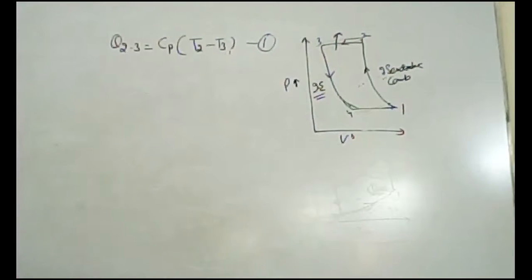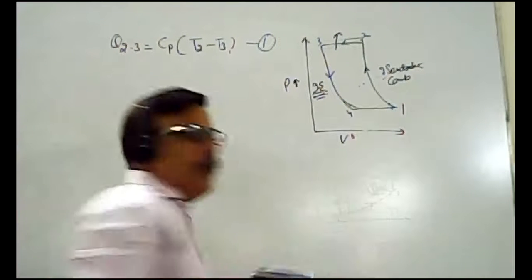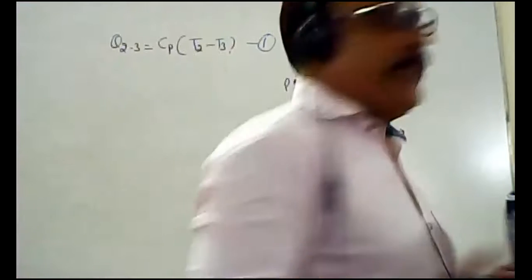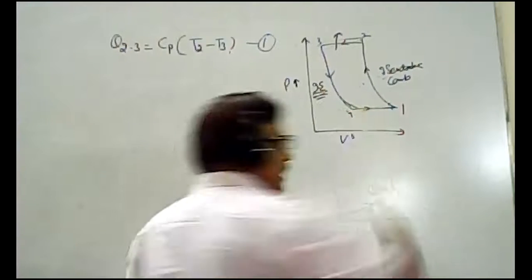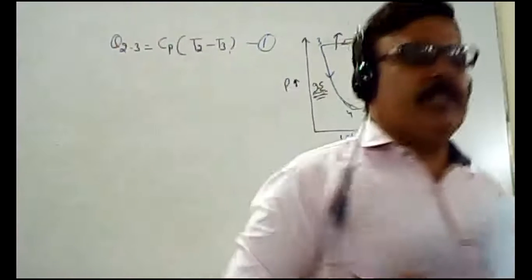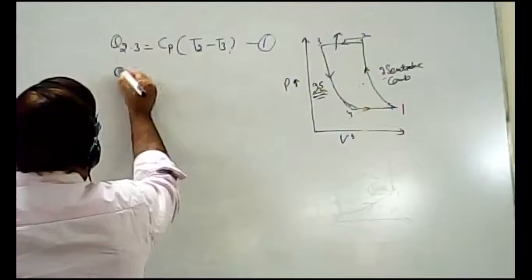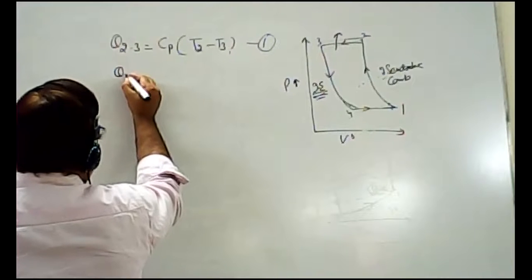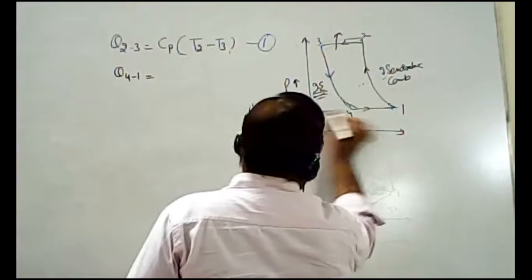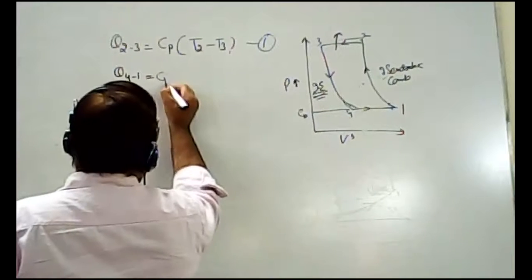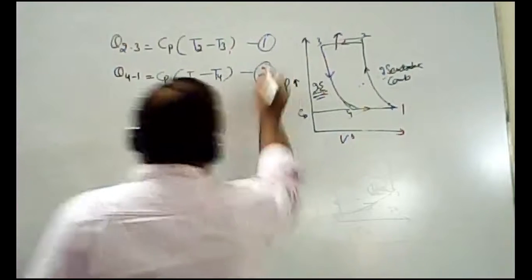And during 3 to 4, again this is isentropic expansion. There will be no exchange of heat between system and surrounding. So there is no heat loss. But during 4 to 1 at constant pressure, when the air is passing through the refrigerating space, it gains temperature from there. So this means how much heat is extracted from the system from 4 to 1 at constant pressure: Cp times T1 minus T4. So this will be your equation number 2.